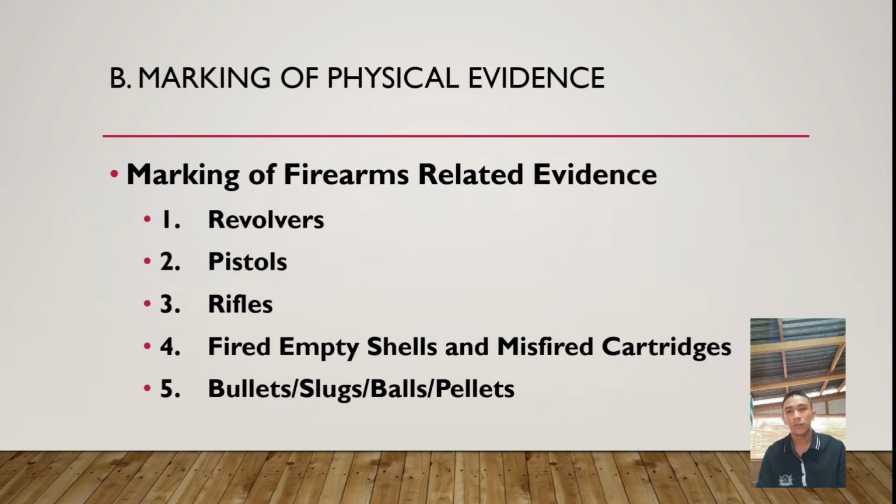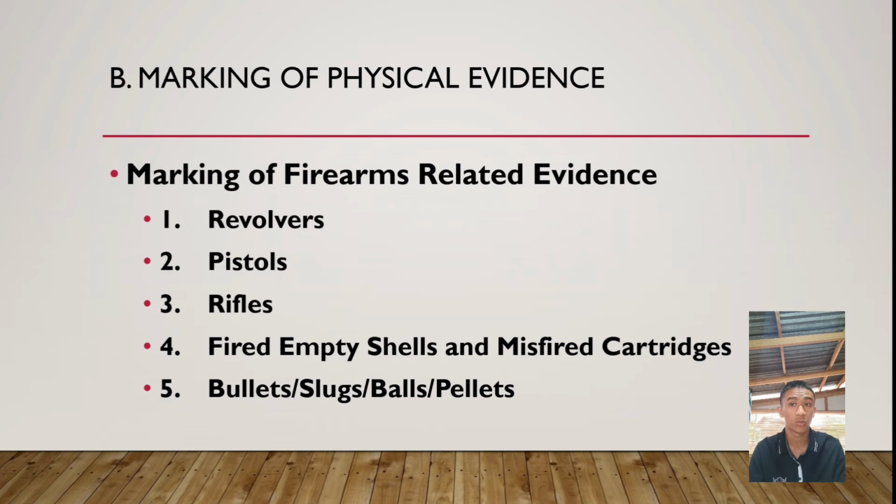So the next topic of this lesson is marking physical evidence. As evidence is collected, it is individually marked with the initials of the investigator. And the marking tool depends upon the nature of the evidence. If it is a hard object such as metal, the initials are scratched or engraved by the use of a sharp pointed steel called a stylus.